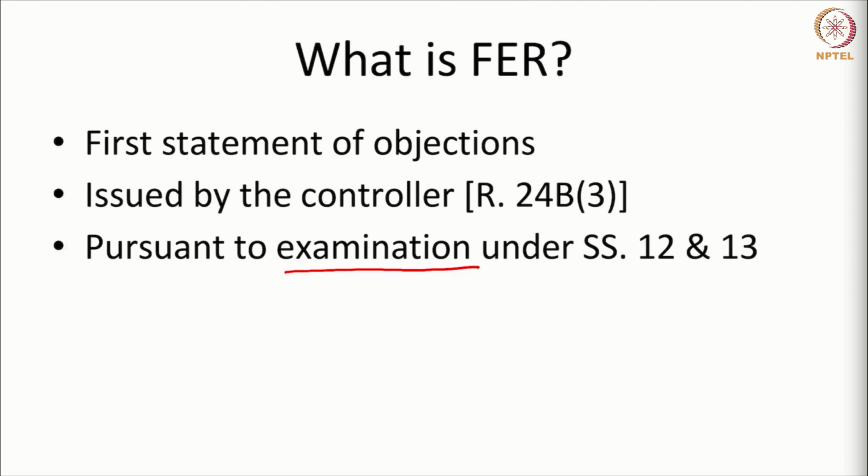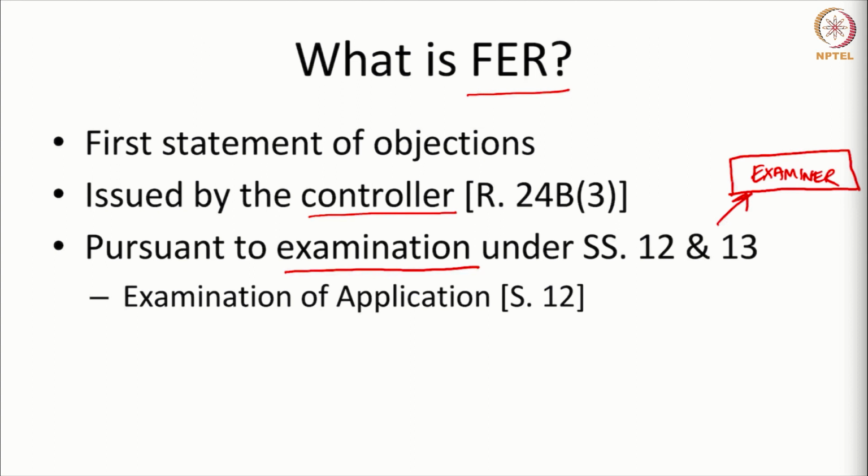So, there are two parties involved here. One is the controller, and the other one is the examiner. Examiners report to the controller. The controller is the higher authority in the Patent Office, and examiners work under the controller and make their reports to the controller. The controller issues the FER, or what is now called the first statement of objections, based on the report submitted by the examiner, and we have already seen that the examiner's report is confidential.